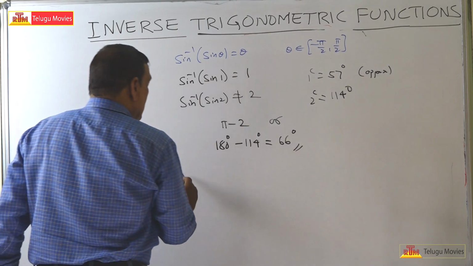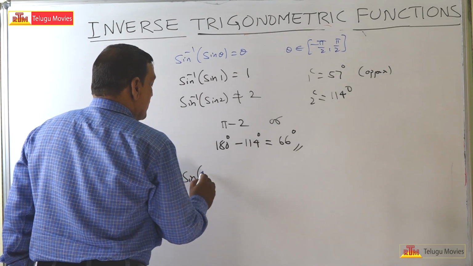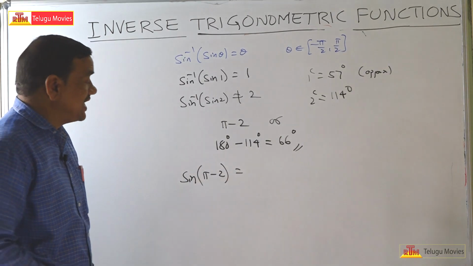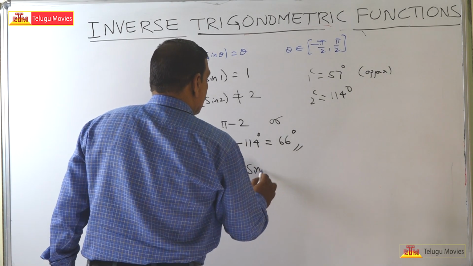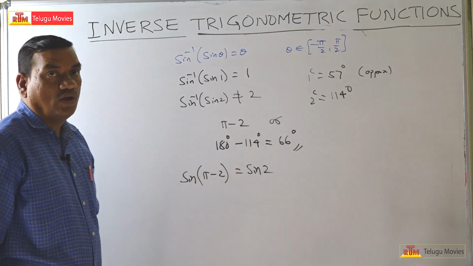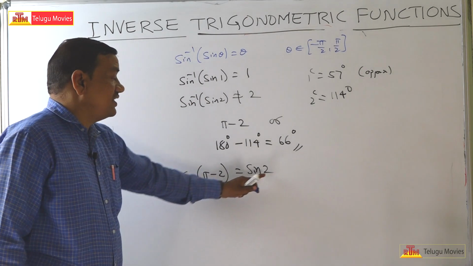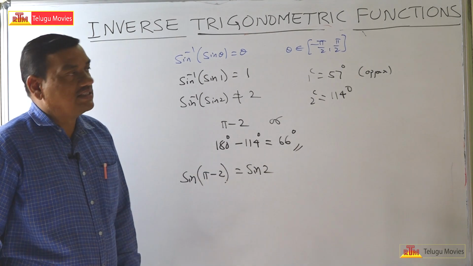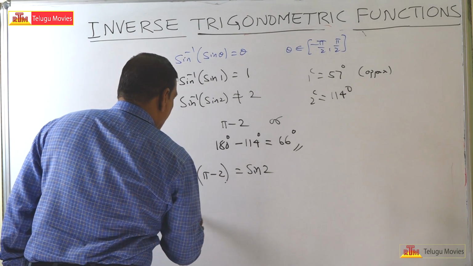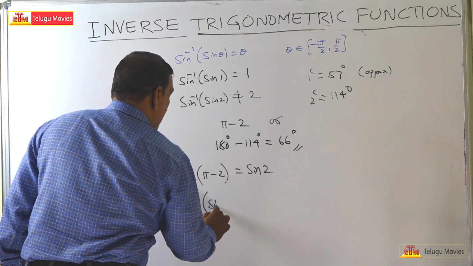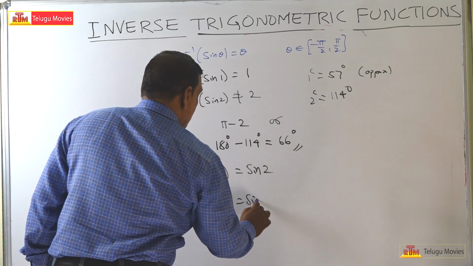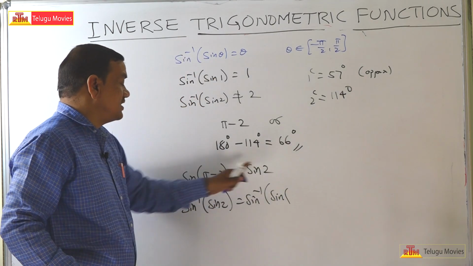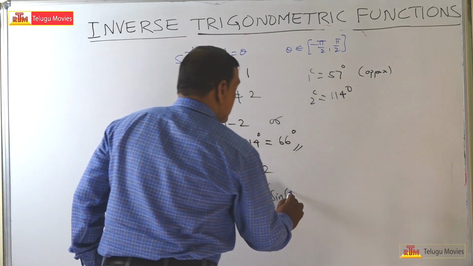Now, let us see the value of sin of pi minus 2. Sin of 180 minus theta is sin theta, so that is equal to sin 2 radians. Therefore, in place of 2, can I write pi minus 2? Yes, I can. So sin inverse of sin 2 is equal to sin inverse of sin of pi minus 2 radians.